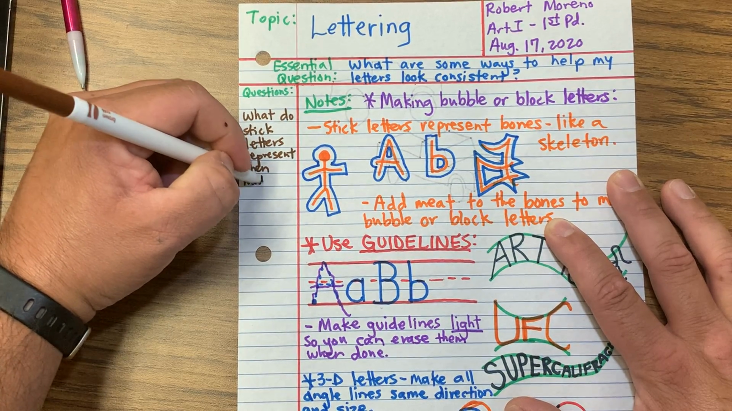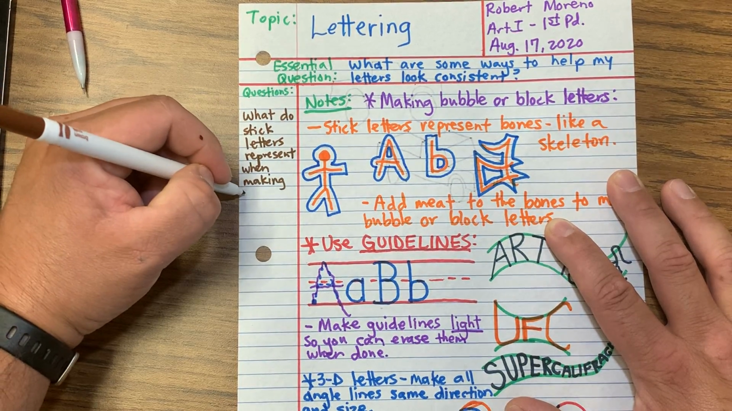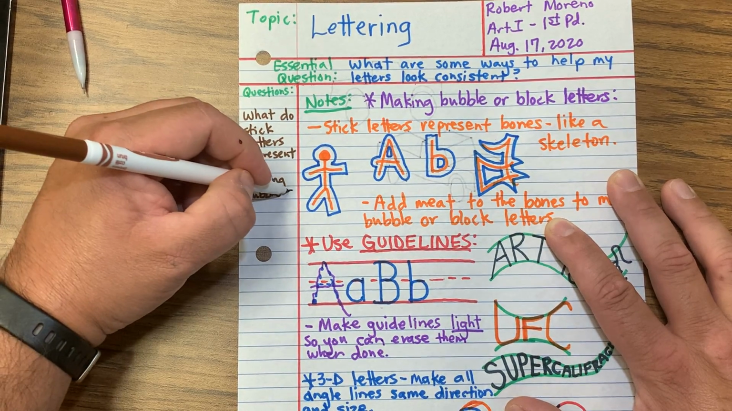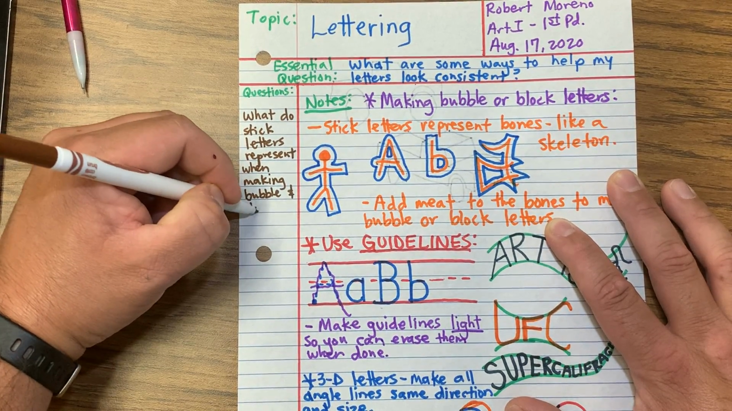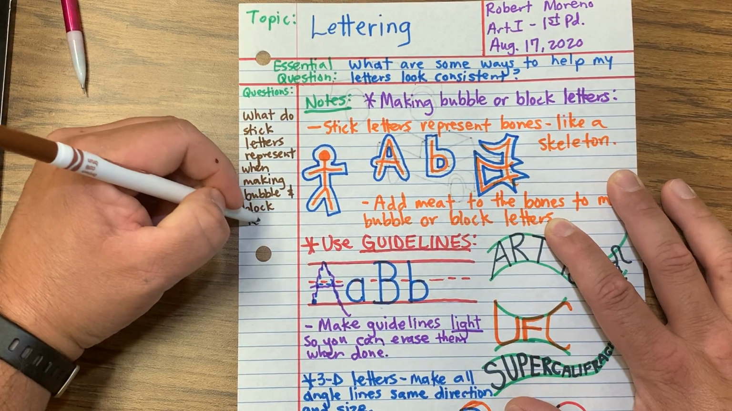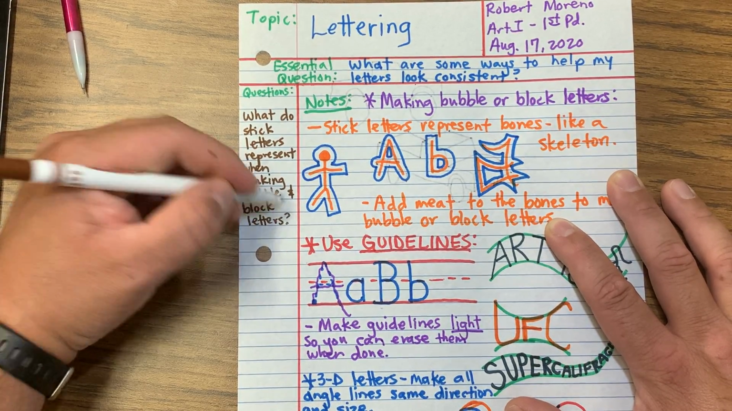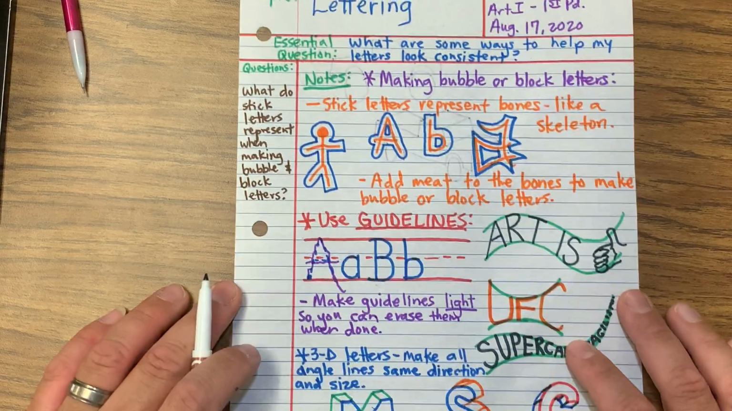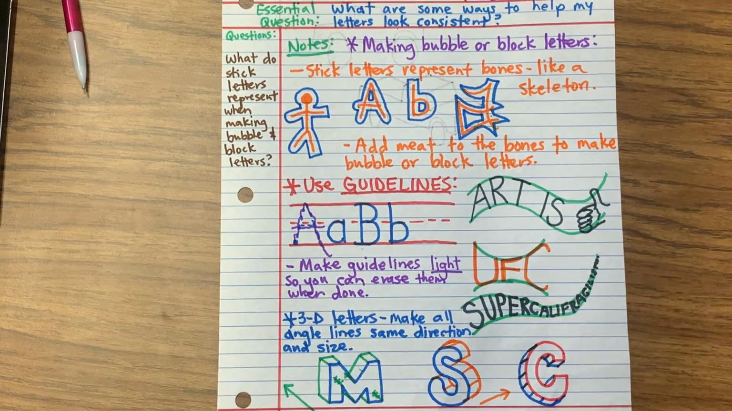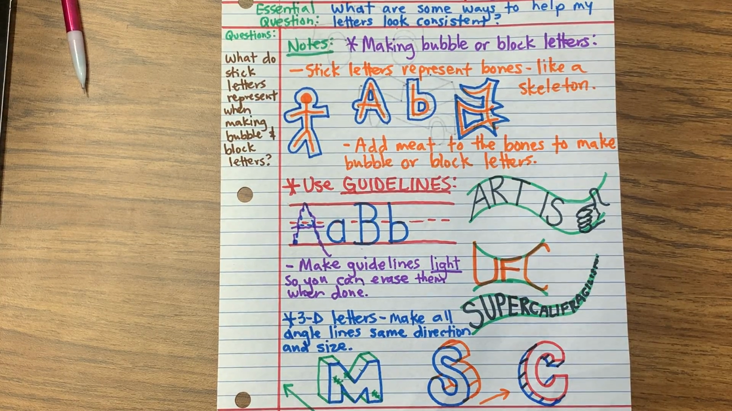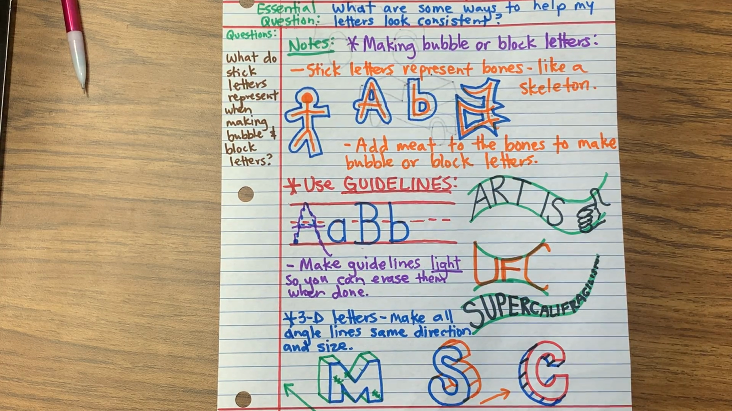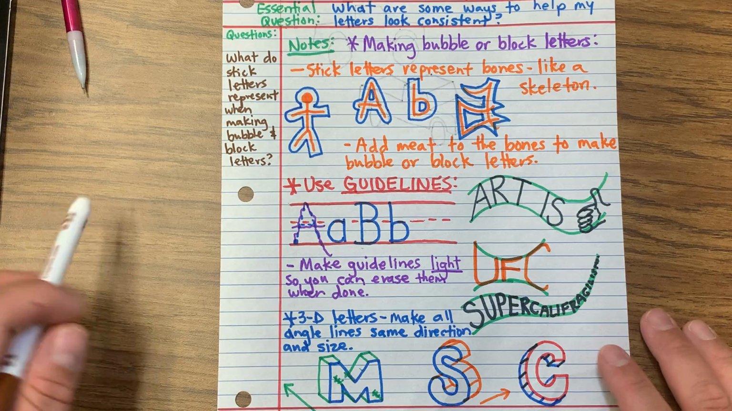When making bubble and block letters. That's the first question. As I was reading that, that's the first one that came to my mind. So what do stick letters represent when making bubble or block letters? And according to our notes, they represent bones like a skeleton. And then I would just continue reading this.